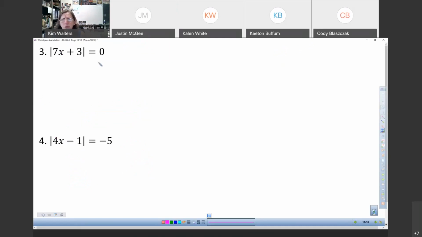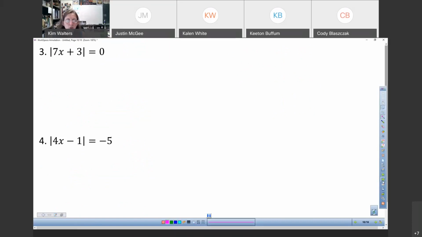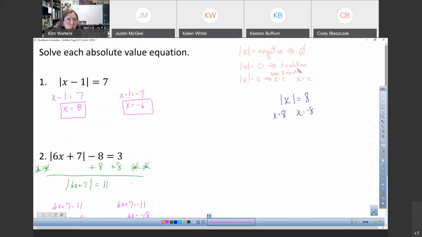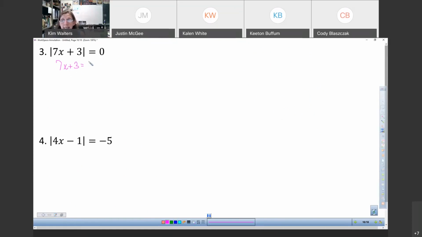Let's look at number 3 here. So I'm going to backtrack for just a second, back over here to where I had this page. Remember that, I'm going to go back and forth. Yeah, this is probably driving y'all crazy. This one is equal to 0, all right? So I'm only going to have one solution here, okay? So if the absolute value of something, x, is equal to 0, I only have one solution. What is that solution? Well, I take 7x plus 3, and I set it equal to 0.